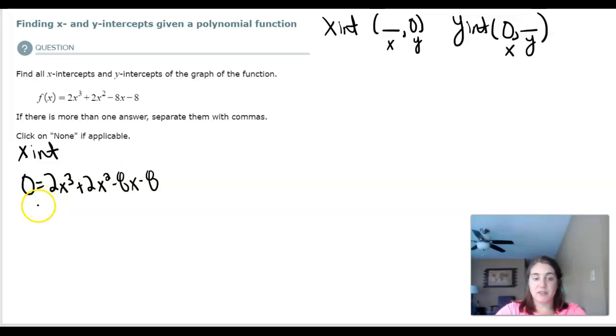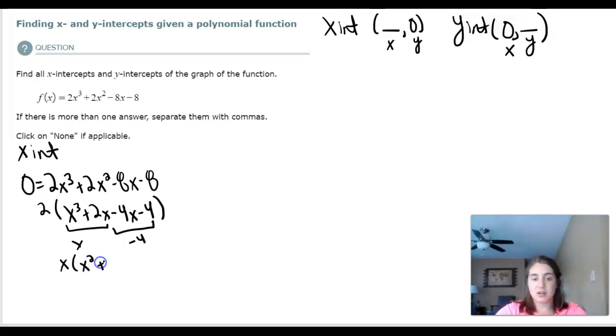This is four chunks, so I'm going to go ahead and factor this. Pull out a 2. Then I'm going to do my grouping. I can pull out an x. I can pull out a negative 4. Sorry, I can pull out an x squared. Guys, I keep making mistakes, so it should be 1x squared.